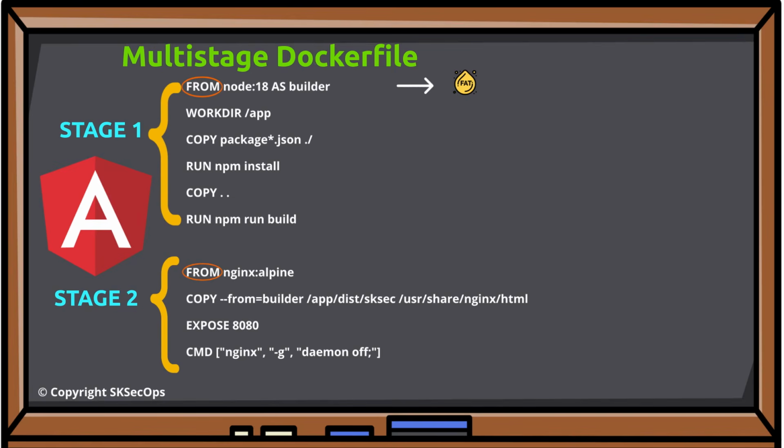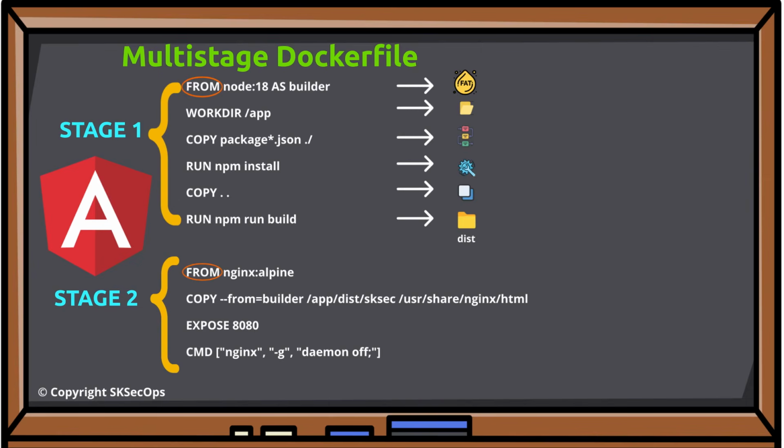Then we have WORKDIR, which sets the working directory inside the container to app. COPY will copy package.json into your container. RUN npm install installs dependencies inside the container. Then we have COPY with two dots. The first dot represents your current directory and the second dot represents the container directory. Now it copies your current directory files into the container.